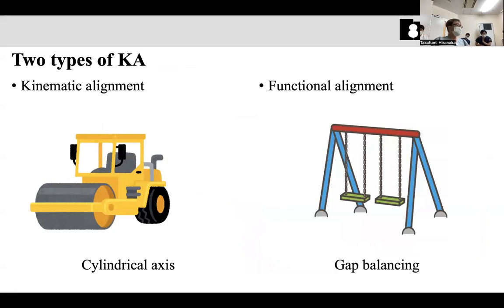Anyway, there are two types of TKA. One is kinematic alignment, which respects the cylindrical axis. So imagine a roll: kinematic alignment is a roller rolling on a flat floor. Functional alignment is gap balancing, like a swing. So keep the same ligament balance throughout the motion. So this is completely different.